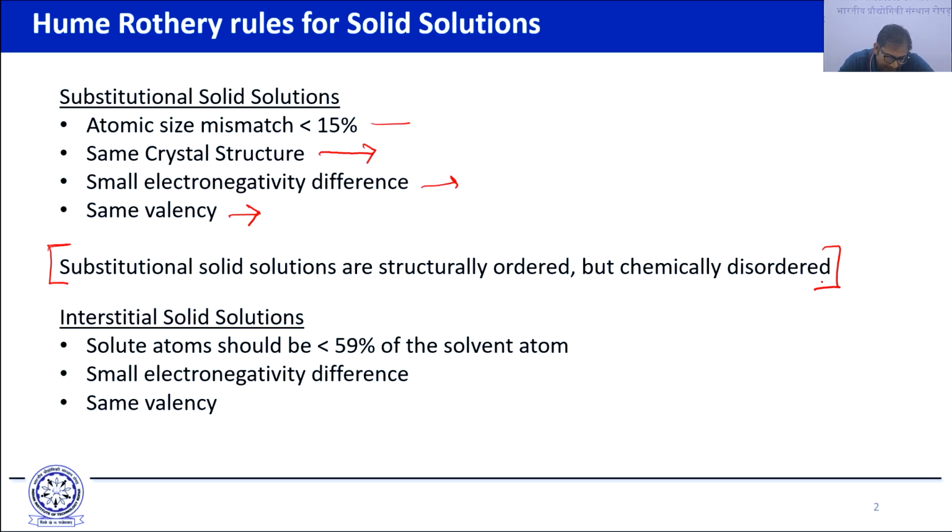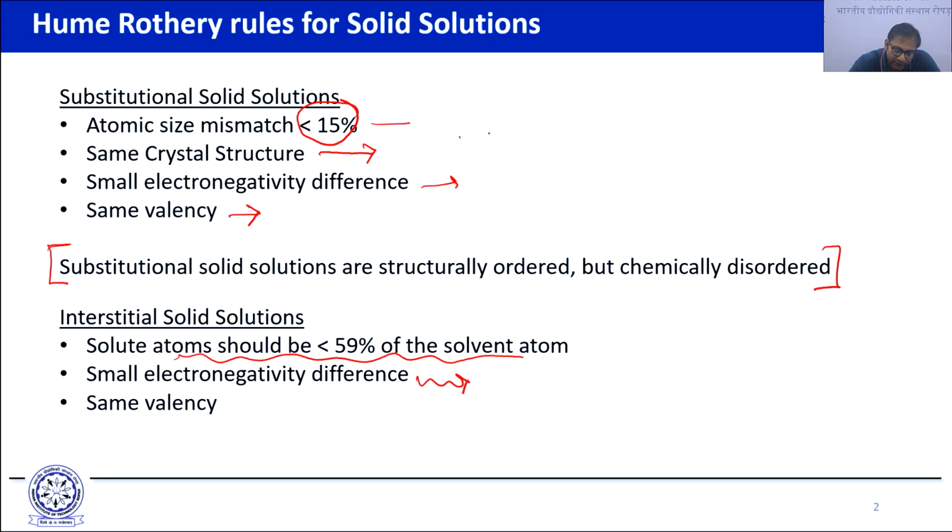For a situation like this, again, there are some empirical rules. More or less, you can say that the solute atoms should be less than 60% the size of the solvent atoms. So there has to be a significant size difference. In the case of the substitutional solid solution, the size difference was restricted to less than 15%. In the case of interstitial solid solutions, the size difference should be in excess of 60%. So you can see what the difference is. However, the other criteria, the small electronegativity difference and the valency, are going to stay unchanged.